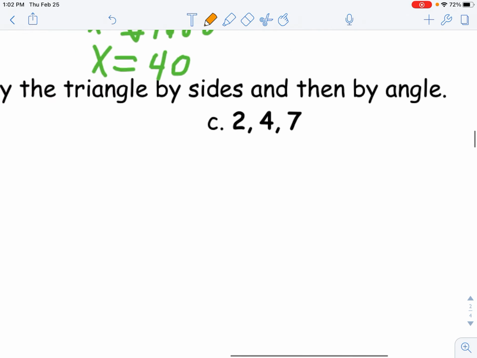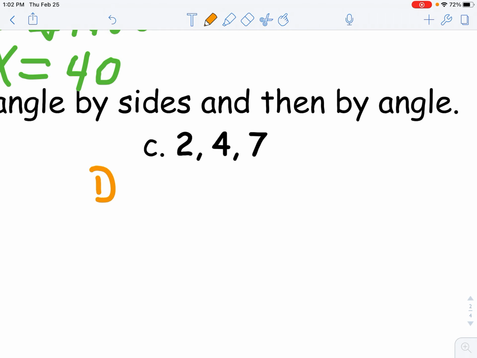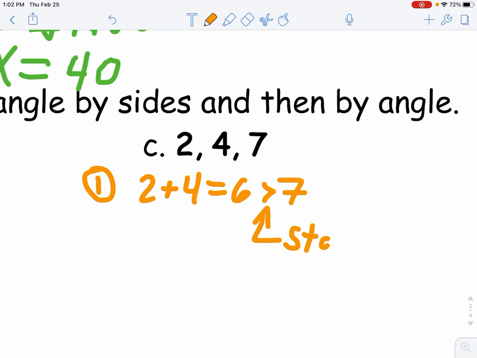And then over here, 2, 4, 7, plug it into the triangle inequality theorem. 2 plus 4 equals 6. To say 6 is greater than 7 is straight up stupid. All right, not a triangle.